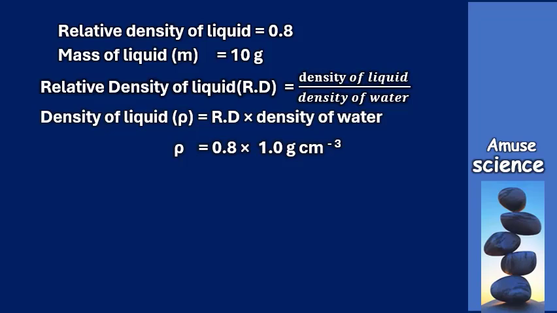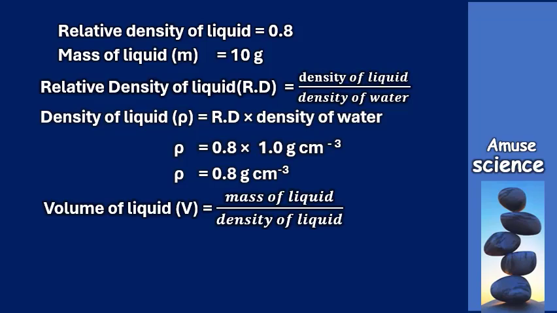Since we want to find the density of the liquid, let's make it the subject. So the density of the liquid will be equal to relative density of the liquid times the density of water, which is going to give us 0.8 times 1.0 grams per cubic centimeter, and that is going to give us 0.8 grams per cubic centimeter.